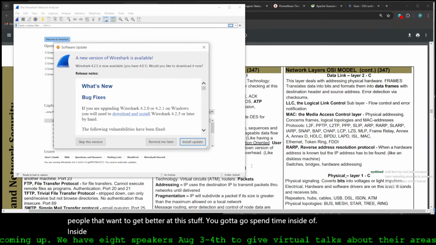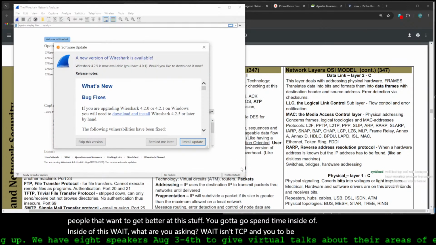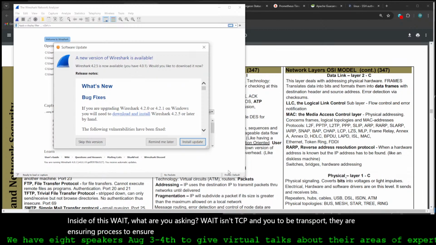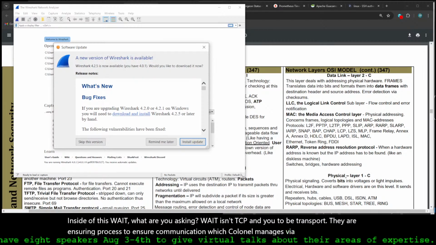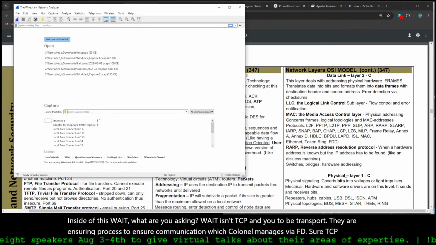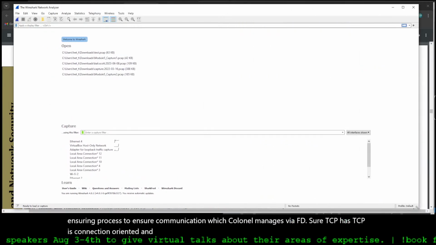Wait, what are you asking? Wait, isn't TCP and UDP transport layer ensuring process to ensure communication which kernel manages via FD? Sure. TCP is connection oriented and UDP is not. I can tell you that for sure.